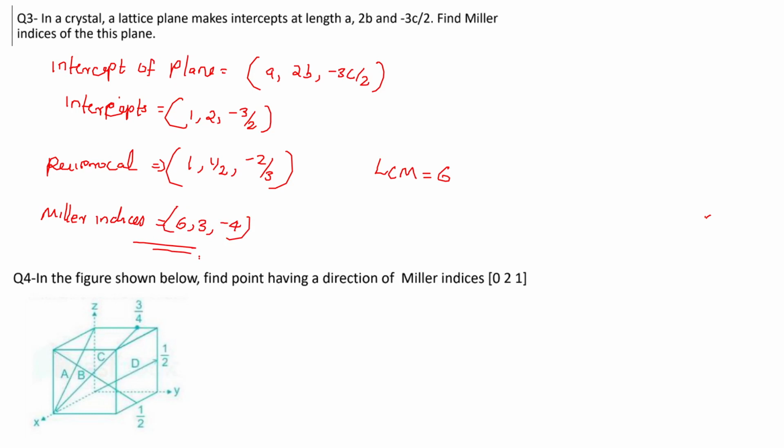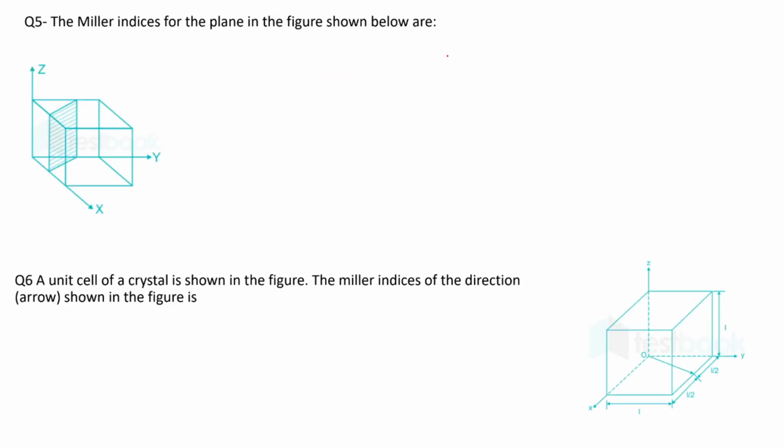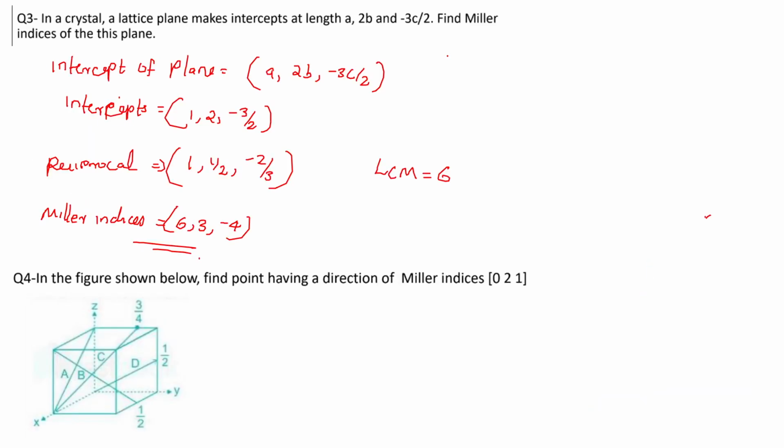So this is the procedure to calculate the Miller indices. First you have to know the intercepts of the plane. After getting that, you should take the reciprocal of those intercepts. After that you have to make them whole numbers.